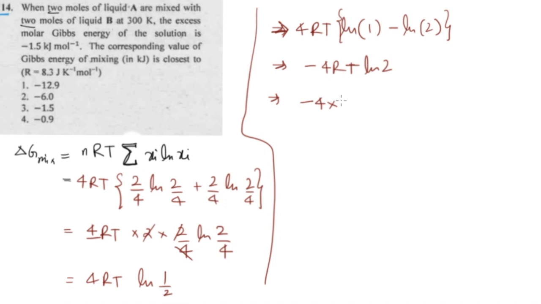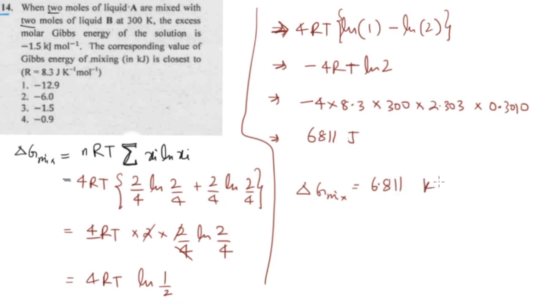So minus 4 into 8.3, that's given to you in the question. T is given as 300 Kelvin, and you have to convert ln into log. For that we write 2.303 and then log 2. Log 2 value everyone knows, that is 0.3010. When you solve this whole thing, you will get around 6811 something joules per mole. In kilojoule, your delta G mixing will be equal to 6.811 kilojoule.